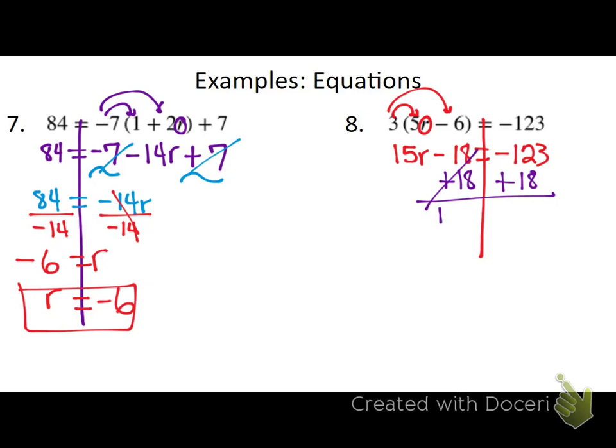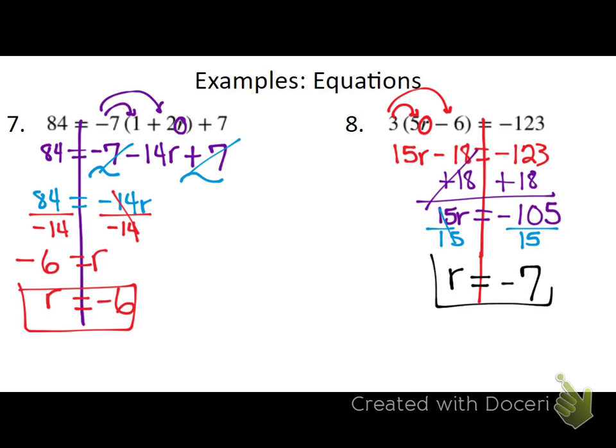So I bring down my 15r on my left equals, what's negative 123 plus 18? I don't want approximate. I want the real thing. It is going to be a negative. Those of you that have 105. Then what is it? And then you divide by 15. The answer is 7. R equals what? -7. Negative 7. Yes.